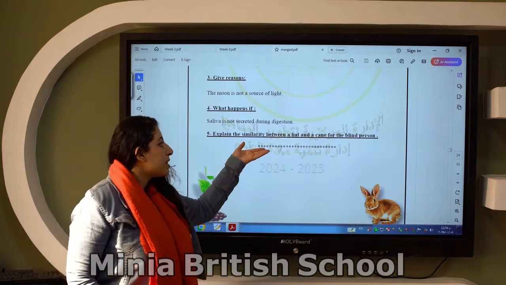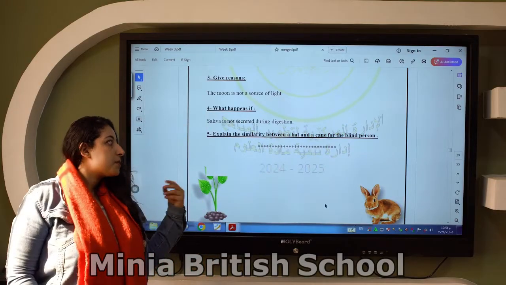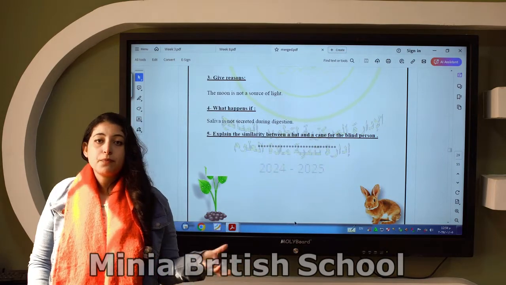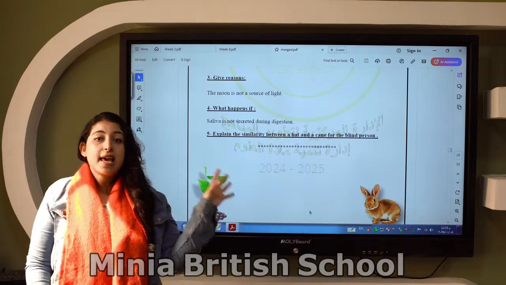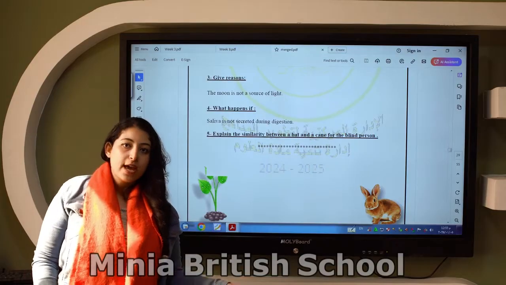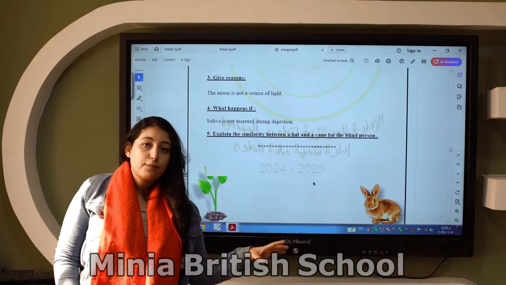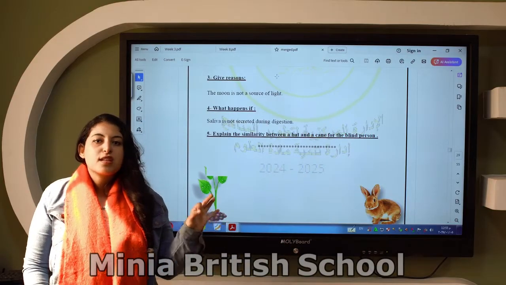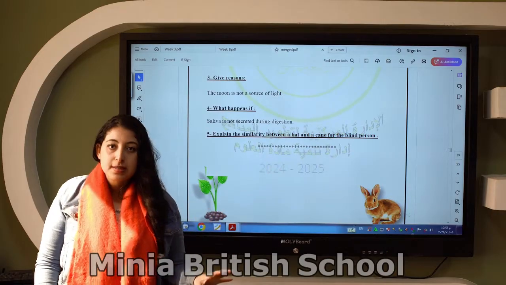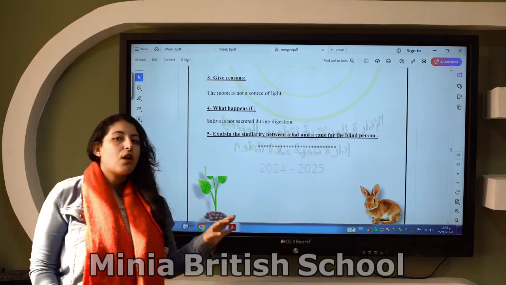Explain the similarity between the bat and cane for the blind person. What are the similarities between them? Both of them use echolocation property. Both of them produce sound waves that hit the object and bounce back in the form of echo waves. But what are the differences between them? In the special case of blind people, the echo waves turn into what? Echo waves turn into vibrations, which a blind person feels to know the location of obstacles.